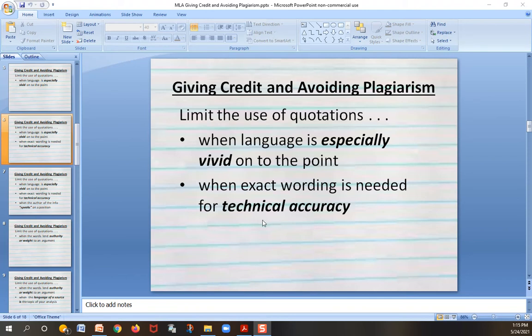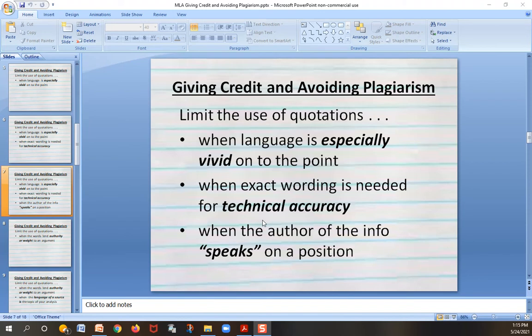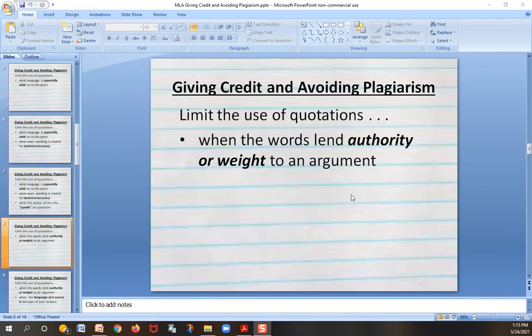Sometimes the author is the speaker on a position, and that's kind of a cool place to be because then you want to use their words, and it's like you bring another voice to stand by you in your essay. Sometimes authority or weight are important, so the words have a certain gravity to them, and so we want to quote those exactly. Sometimes the language of a source is actually the topic.